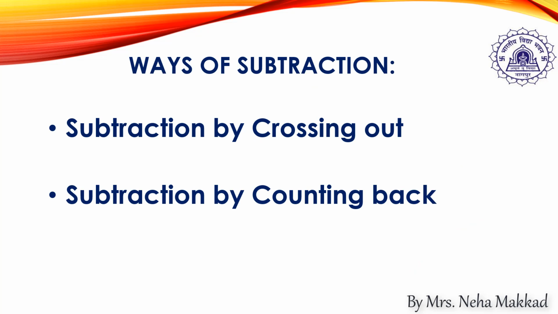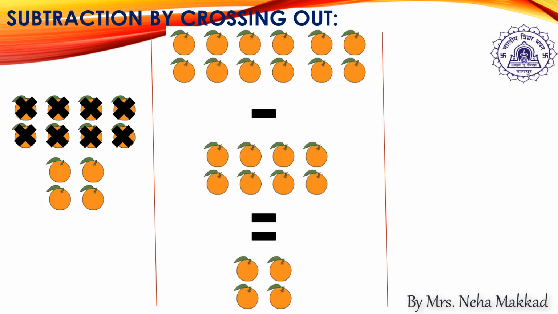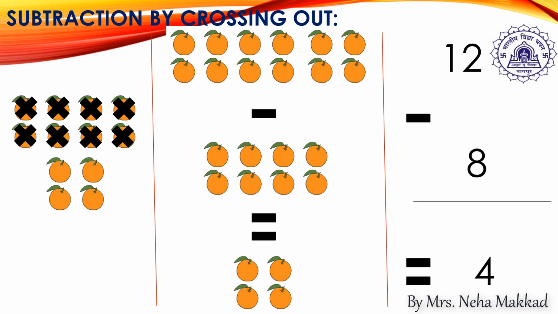There are 2 ways of carrying out subtraction: subtraction by crossing out method and subtraction by counting back. Let us first study the subtraction by crossing out. As you can see in the picture, there are 12 oranges. So, if I take away 8 oranges from these 12 oranges, what is left is 4 oranges. So, 12 minus 8 is equal to 4.